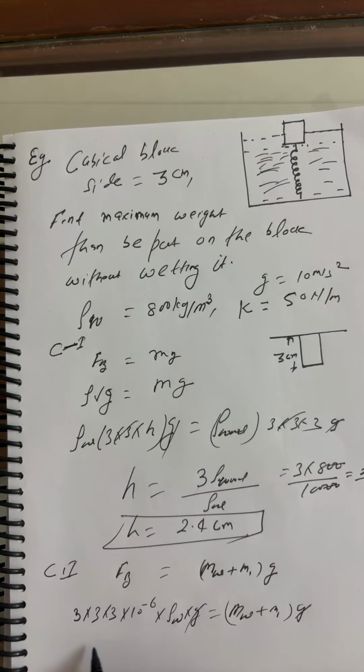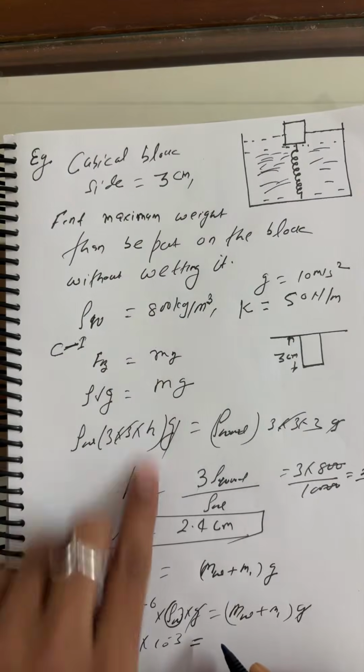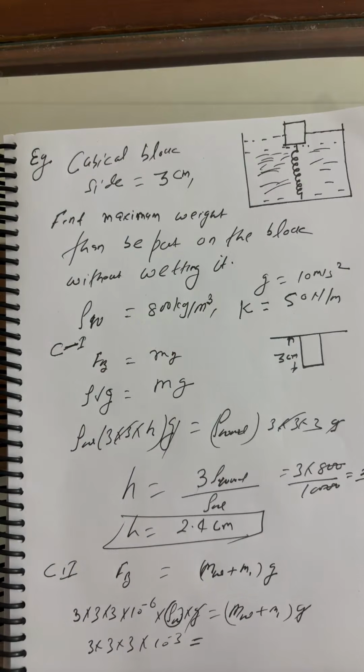Here the density of water is known to us, 1000. So this is 3 into 3 into 3 times 10 to the power minus 6 times 10 to the power plus 3, equals the mass of water. The mass of wood, the cubical block, we can find in terms of density. So it is 3 into 3 into 3 times 10 to the power minus 6 times the density of wood, plus m.